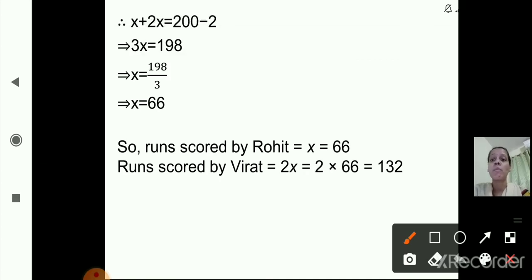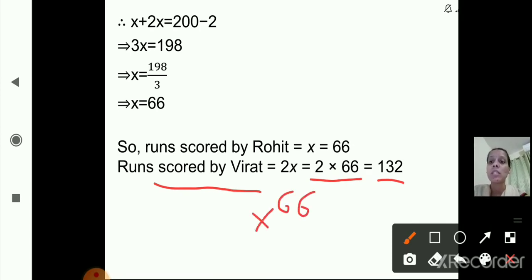So the runs scored by Rohit is 66, and the runs scored by Virat is twice that, which is 2x, that is 2 multiplied by 66. So what is 2 multiplied by 66? It is 132. We will do the multiplication here: 66 into 2. 2 sixes are 12, write 2 here, 1 carrying; 2 sixes are 12 plus 1 is 13. So 132. The runs scored by Virat is 132 and the runs scored by Rohit is 66. I hope you are clear with this sum.